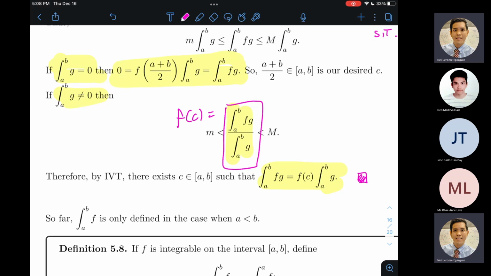Pero the intermediate value theorem is a very powerful theorem that is used to prove the mean value theorem. And you will see later that the mean value theorem plays a huge role in the proof of the fundamental theorem of calculus. Tapos fundamental theorem of calculus siya yung dahilan kung bakit nakakapag-evaluate tayo ng integrals. So, ganon kalakas yung consequences ng intermediate value theorem. Okay?